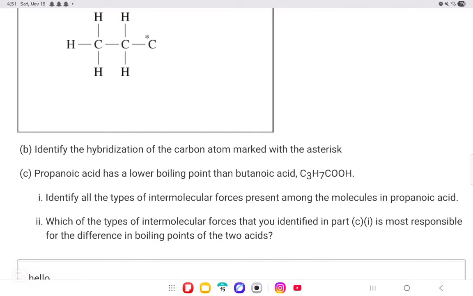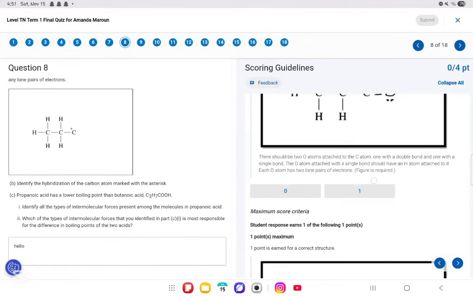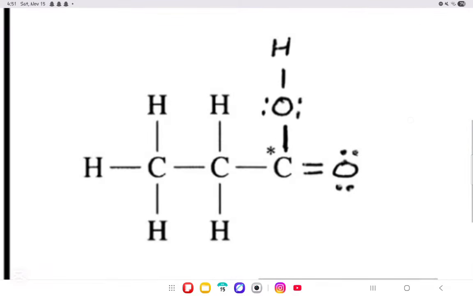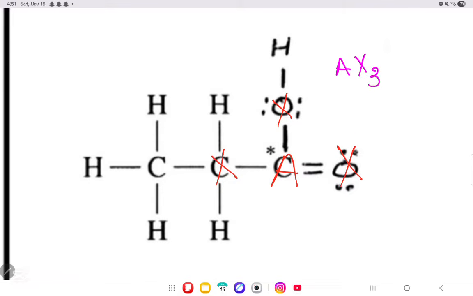They said identify the hybridization of the carbon atom marked with the asterisk. So if we come here, this is what we drew, right? Our carbon atom is going to be our central atom A. And then surrounding we have an X, and then X, and there's no lone pair. So the shape of this is AX3. Now, you don't take into consideration A, you take into consideration the electron domains. So I have only 3 bonded electron domains, right?